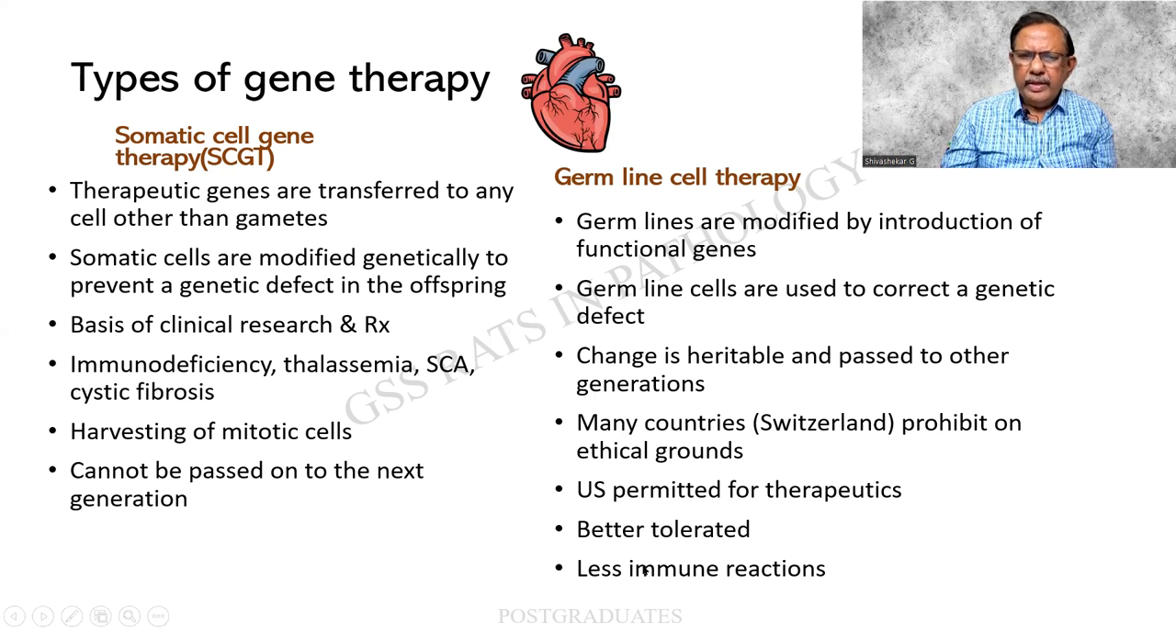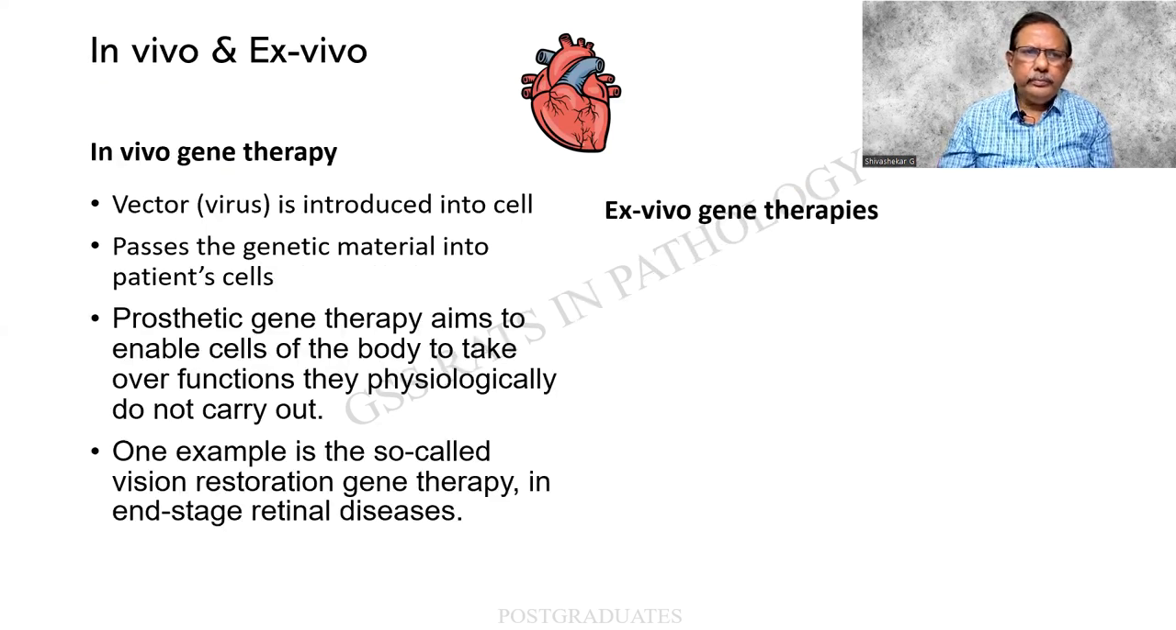This is better tolerated and it has less immune reaction when compared to the somatic cell gene therapy. So these two things we shall and will memorize. Again, there are two things, which means we will have to learn by heart. There are two types of these gene therapies. One is in vivo and the other is ex vivo. In vivo means within the body, ex vivo is outside the body.